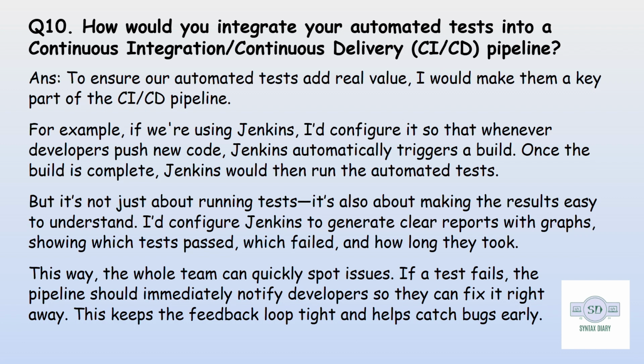But it's not just about running tests, it's also about making the results easy to understand. I would configure Jenkins to generate clear reports with graphs showing which tests passed and which failed and how long they took. This way, the whole team can quickly spot issues. If a test fails, the pipeline should immediately notify developers so they can fix it right away. This keeps the feedback loop tight and helps catch bugs early.